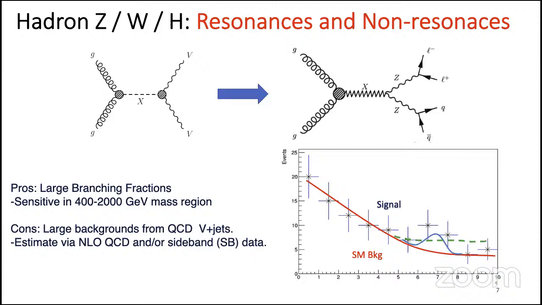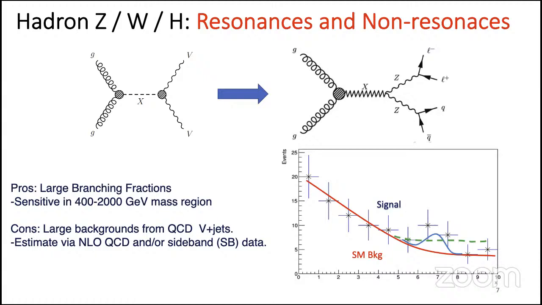But they have large backgrounds from QCD and W plus jets, for example, which can be estimated by theoretical computations, next-to-leading-order QCD calculations, and/or sideband data. So up to here, essentially the work of the analysis is to try to understand as well as we can the standard model expectations, the standard model background, and try to look for any deviations from these standard model predictions.